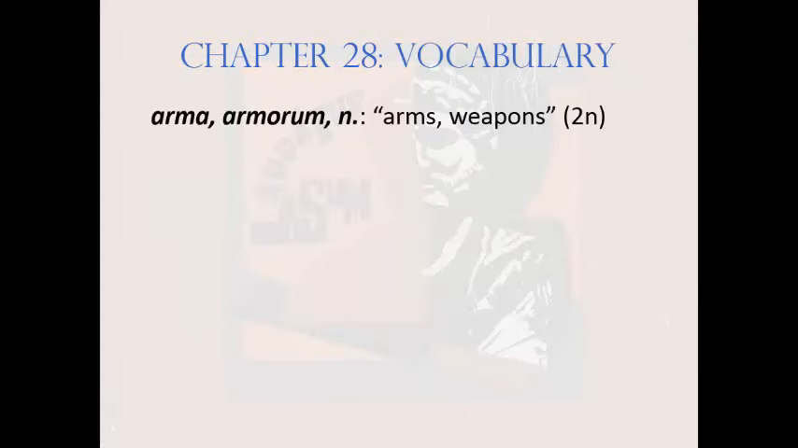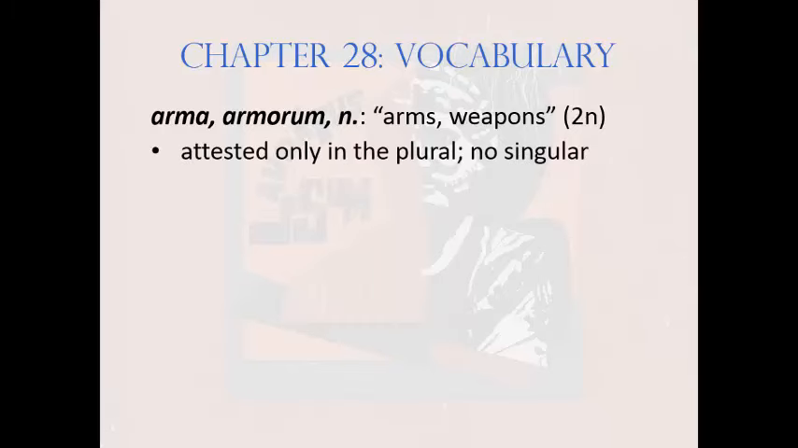The first word is arma, armorum, neuter, meaning arms or weapons. It's a second declension neuter noun. It shows up in ancient texts only in the plural. No singular armum is attested. I guess that makes sense. After all, whoever shoots only one arrow.